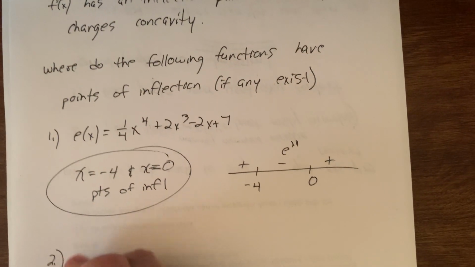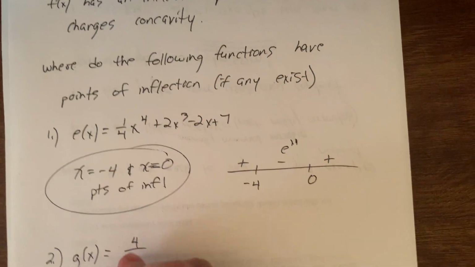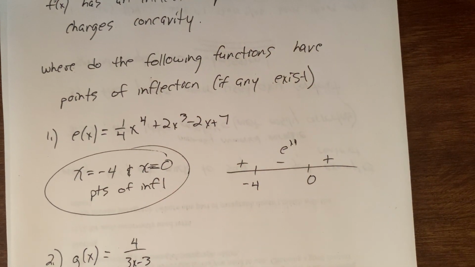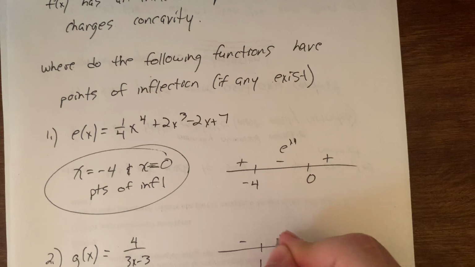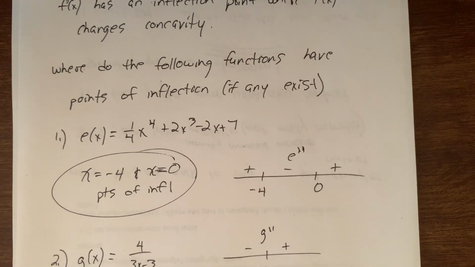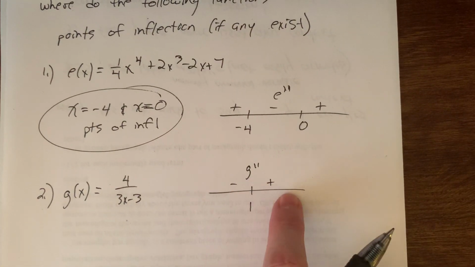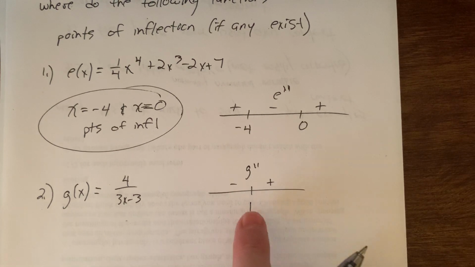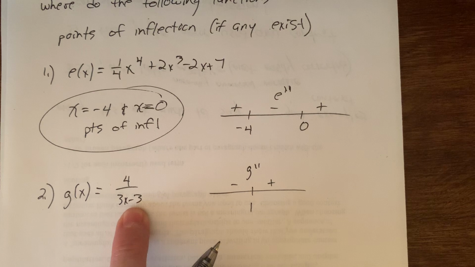Number 2, we'll do similar with g. We had g of x was 4 over 3x minus 3. We ended up with this test interval. We had 1, we went negative plus. But here's that one little tricky point, everybody. And it was the same thing we said with local max and mins. Yes, we changed concavity, but 1 is not an inflection point because 1 is not in the domain of the original function. That's the only catch.